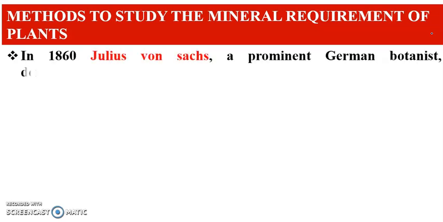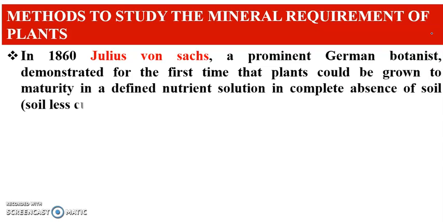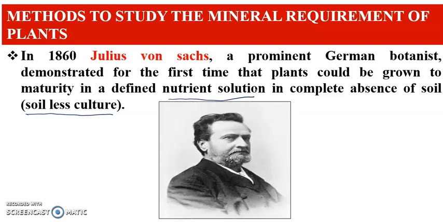So for that, in 1860, Julius von Sachs, a prominent German botanist, created the first soil-less culture. Means he started to grow plants in an area which does not contain soil. So basically it's growing it in a nutrient solution. The main reason for this is that for plants, the major source of the minerals comes from the soil. So he wants to understand what are the minerals that the plant is taking from the soil and what it is not taking, and in what quantity it is taking. So this is Julius von Sachs.